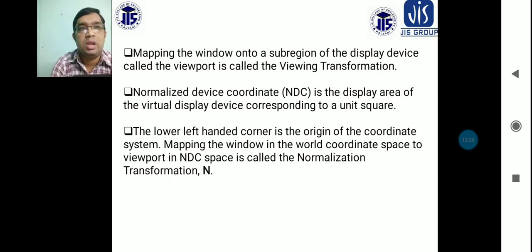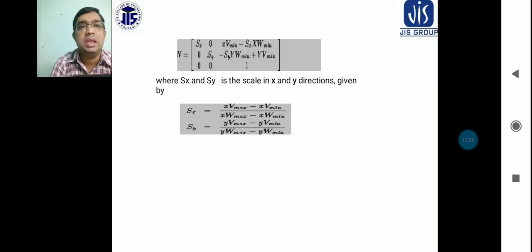The normalized device coordinates, the NDC, is the display area of the virtual display device corresponding to a unit square. The lower left-hand corner is the origin of the coordinate system. Mapping the window in the world coordinate space to the viewport in NDC space is called the normalization transformation, given by N, the normalization transformation.